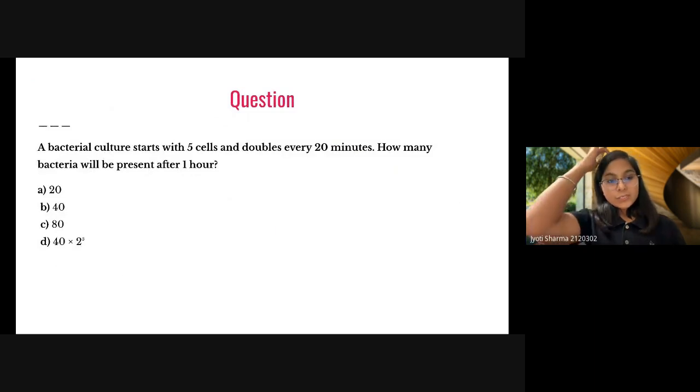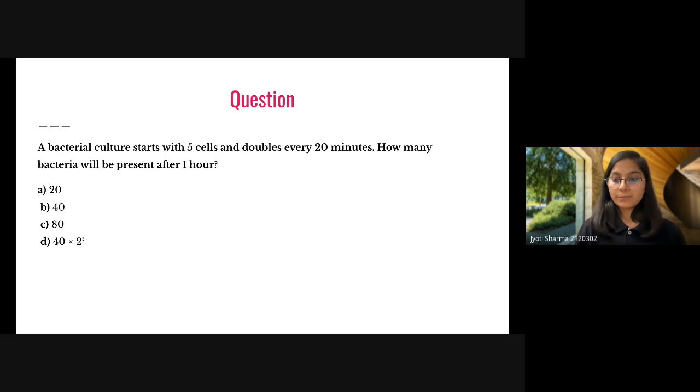Okay, the next question is, again, a numerical question, and here we have a bacterial culture starting with 5 cells that divide every 20 minutes. How many bacteria will be present after 1 hour? So first, what you have to do is calculate the number of generations. After that, you can calculate the number of cells that we have after 1 hour. So the options are 20, 40, 80, and 40 multiplied by 2 raised to power 3.